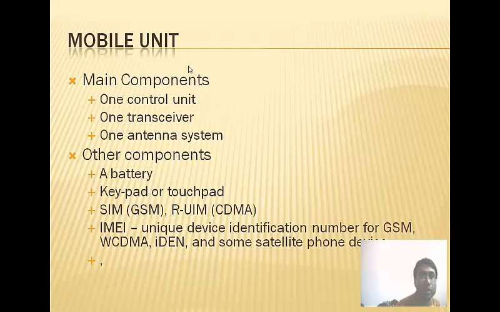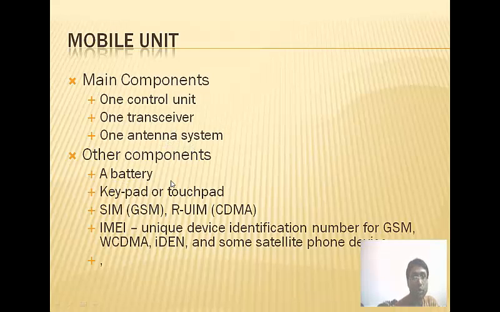Okay, here we can see a little bit about the mobile unit, the mobile handset. In the mobile handset, the main components are one control unit, one transceiver, and one antenna system. The control unit coordinates everything, controls all the other units, and activates and deactivates different parts as required. The transceiver transmits and receives signals. Transmission happens with the antenna system, and receiving also happens with the antenna system.